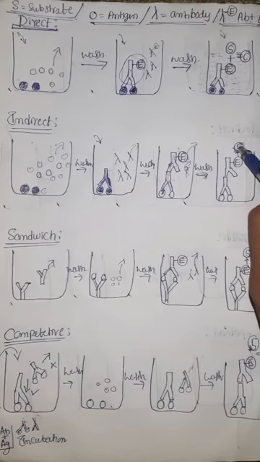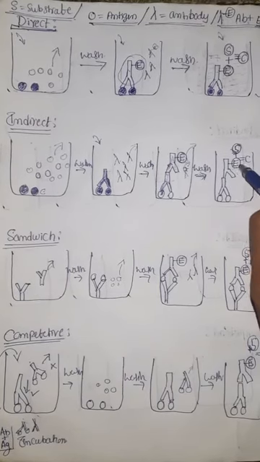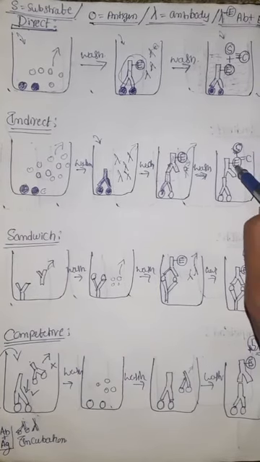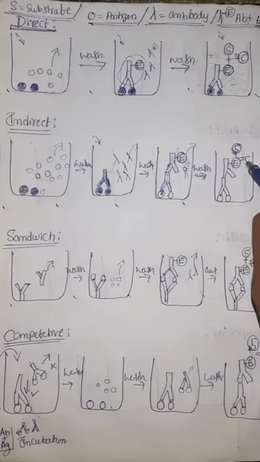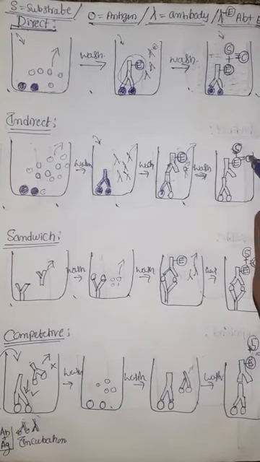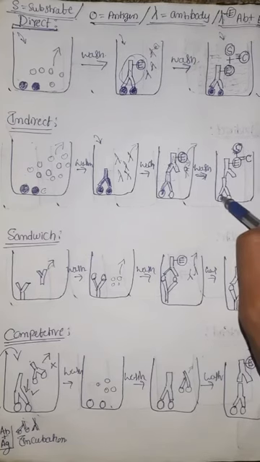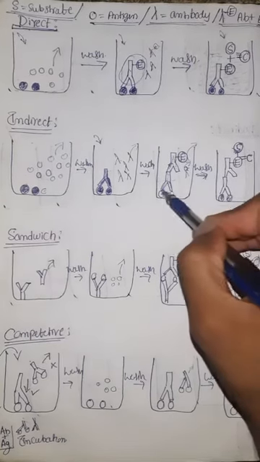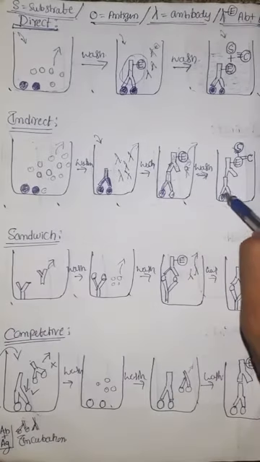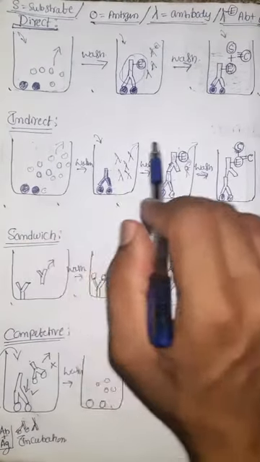Okay, in the final step we have to add substrate solution. This substrate solution goes and reacts with this enzyme complex, and finally it will give one characteristic color. Okay, this color formation indicates the presence of antibody in the test sample. Okay, that is all about the indirect type.